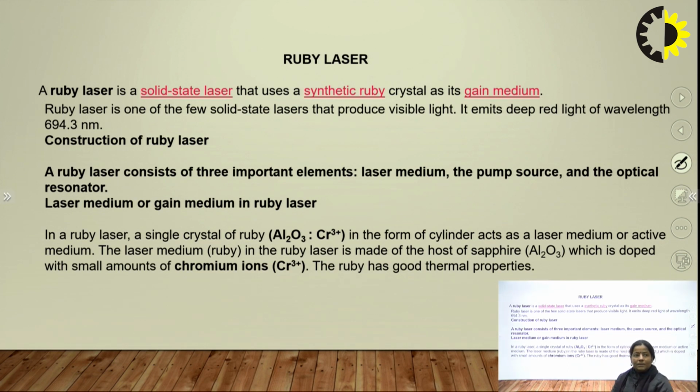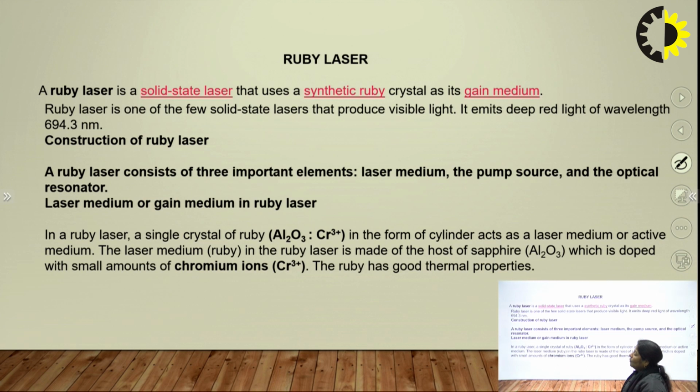Now when we discuss more about the ruby laser, we will first talk about the construction part. In the construction, it has three important elements: the laser medium, the pumping source, and the optical resonators. Every part in the laser plays its role. So first we will discuss the laser medium.